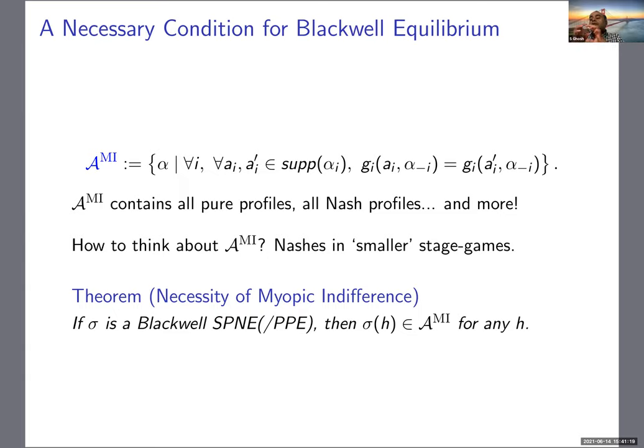Conversely, as F is full dimensional, where F is the set of feasible payoffs of the stage game, if V is in F and every I gets more than the myopic indifference min-max, so the only change is we've added the MI on top, then V is a Blackwell equilibrium payoff above some delta, or delta bar if you prefer. So this is exactly the same as the standard folk theorem, except that the standard min-max has been replaced by the myopically indifferent min-max, okay?